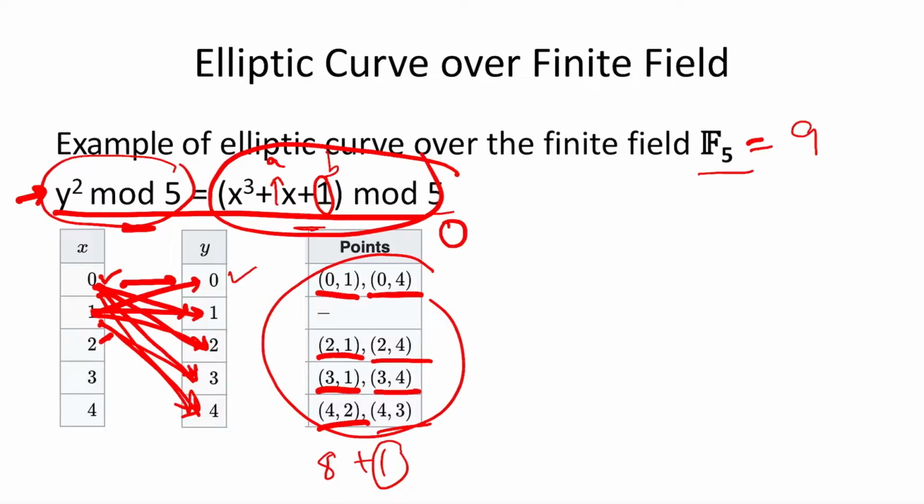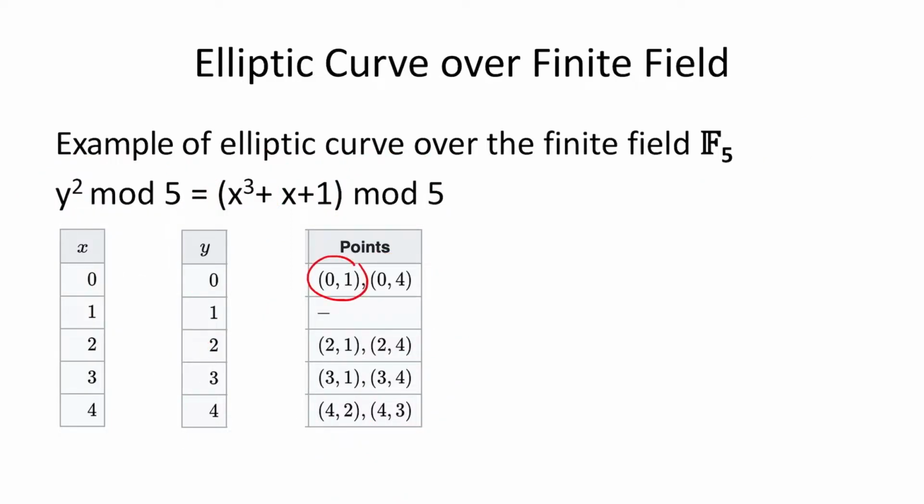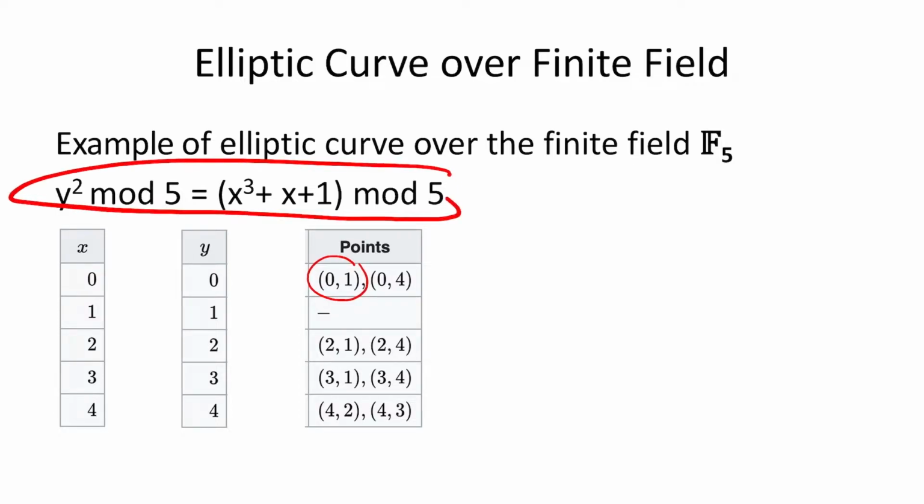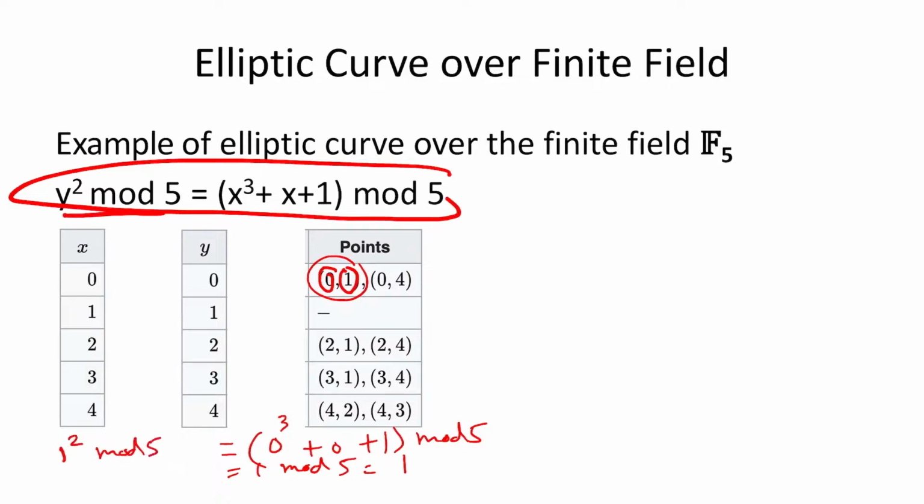So let's verify that 0,1 is a valid point by plugging it into this equation right here. Here we have x is equal to 0. If you calculate the right hand side, we get 0 cubed plus 0 plus 1 mod 5, which basically is 1 mod 5, which is equal to 1. So the right hand side is equal to 1. And then our y coordinate here is equal to 1. So we plug it in on the left hand side, and we get 1 squared mod 5, which is also 1. So this means the right hand side is equal to the left hand side, which means this is a valid point.